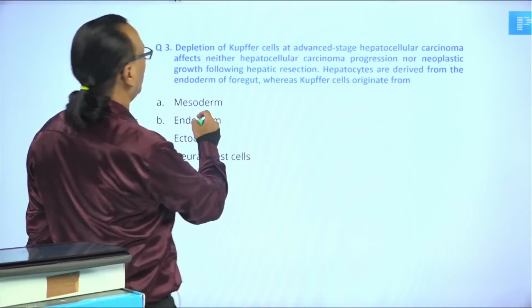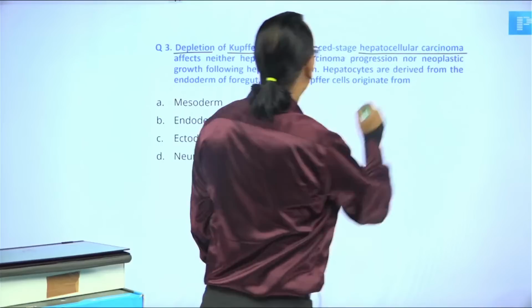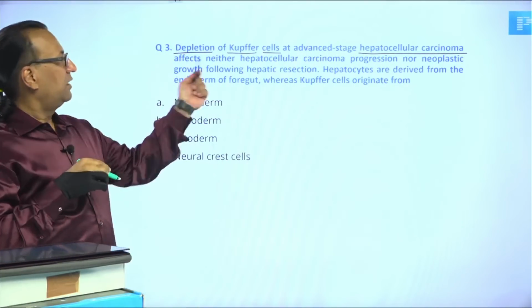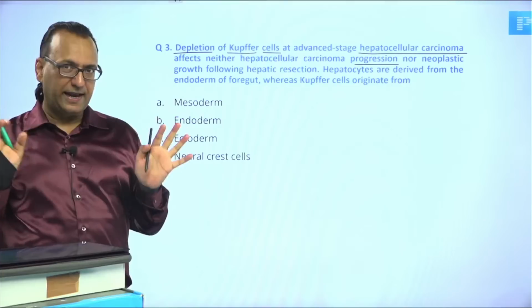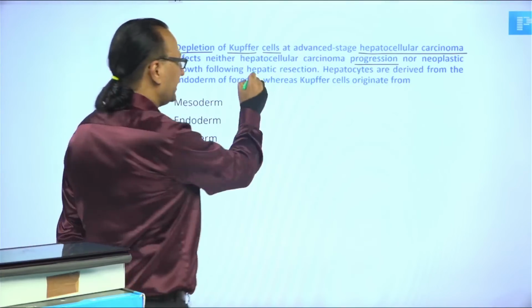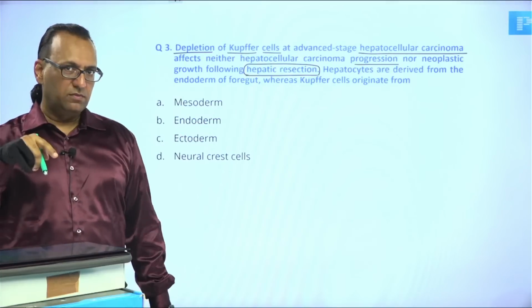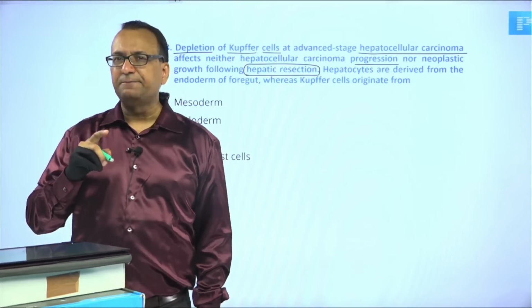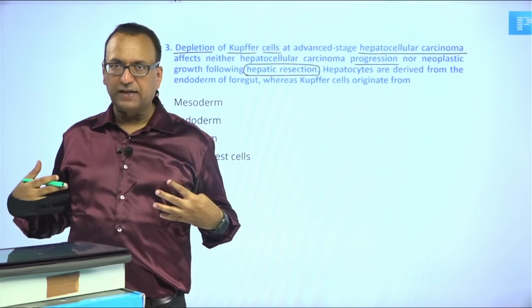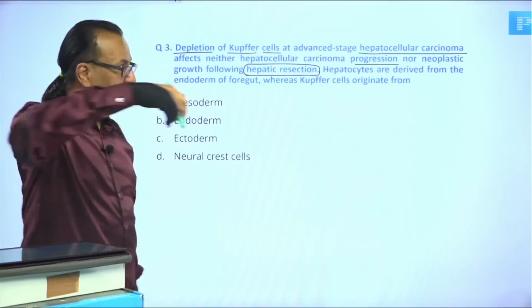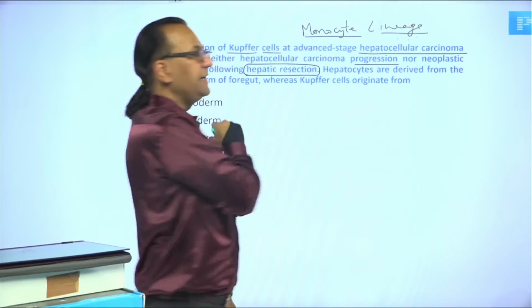Okay, so what is it asking this time? This time you see they are focusing upon depletion of Kupffer cells, which happens in advanced hepatocellular carcinoma, and maybe the Kupffer cells are depleting, but it is not affecting the progression of the neoplastic activity even after hepatic resection. So a lot of details are there. I have cut short the question here, but now see, when you talk about hepatocellular carcinoma, you will see from the bone marrow a lot of monocyte lineage cells invade the liver. I'll repeat. In hepatocellular carcinoma, you will find from the bone marrow the monocyte lineage cells invade the liver.